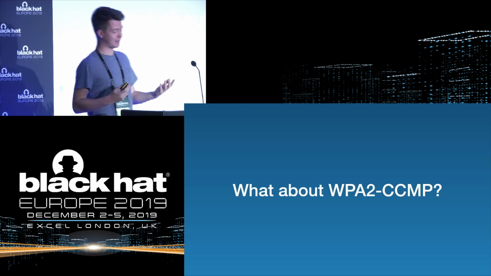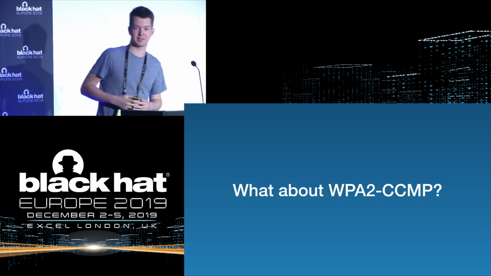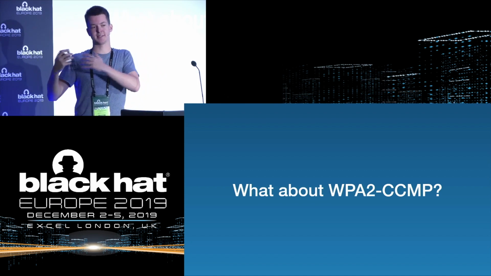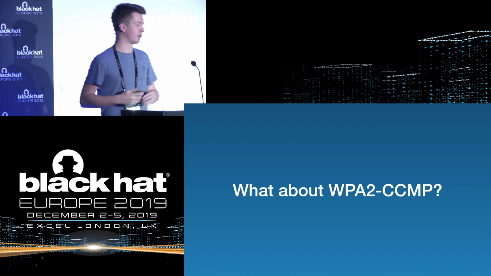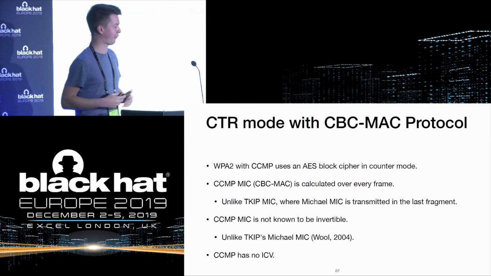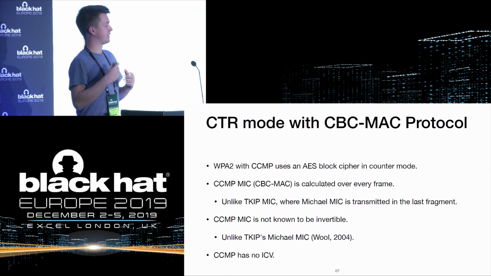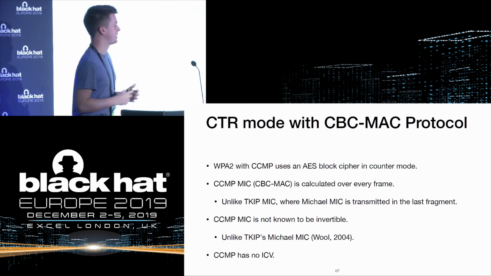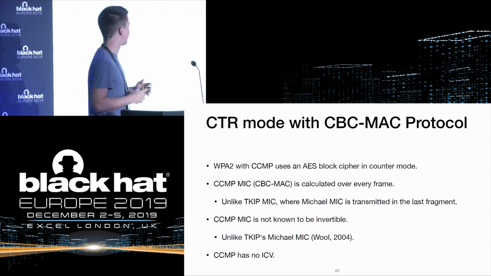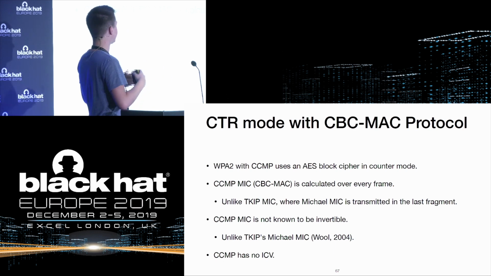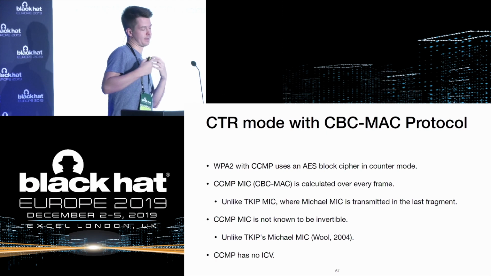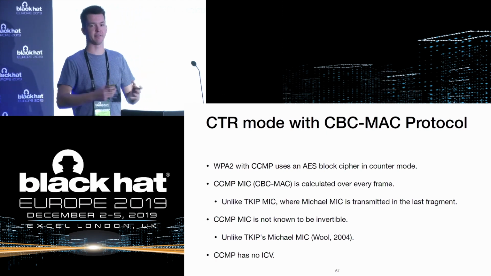So that brings up an interesting question. If these attacks work against TKIP, then what about WPA2? Fortunately, it doesn't work against these, because WPA2 uses CCMP with an AES block cipher, and one of the changes they made compared to TKIP is that they calculate a message integrity check for every frame.